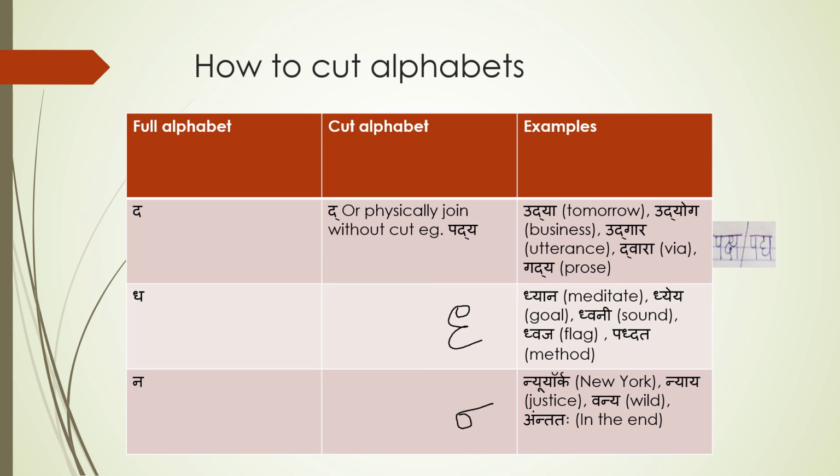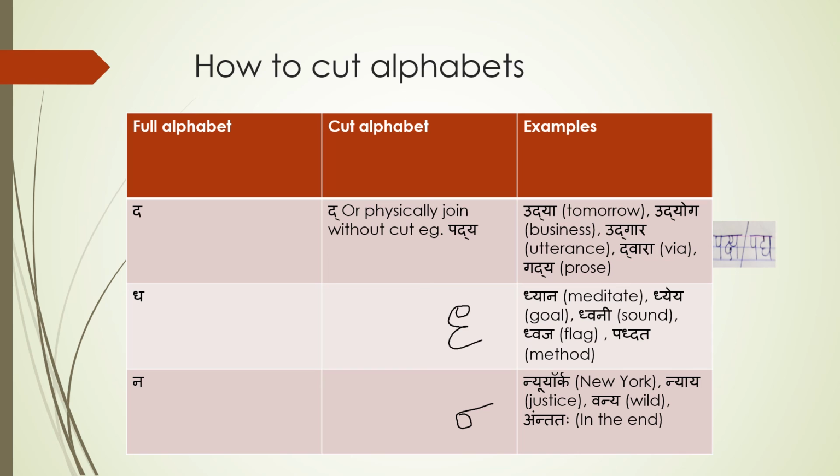As we continue, we come to D. D generally follows the principle of the pi modla sign. So examples are udya, udyog, udgar, dwara, gadya. For Dh and N, the standing line is missing. So you have dhyan, dhyeya, dhvani, dhvaj, paddhat. If you notice in all this, the Dh is pronounced a little short and the second alphabet is stressed more. Dhyan.